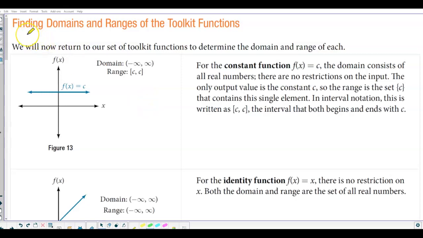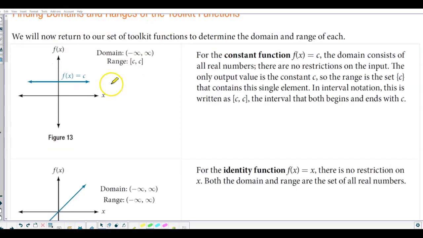Okay, one of the things that we want to make sure that we understand is finding domains and ranges of the toolkit functions. So we're going to return to our set of toolkit functions to determine the domain and range of each. So in this first graph, this is the constant function f of x, which is equal to c.